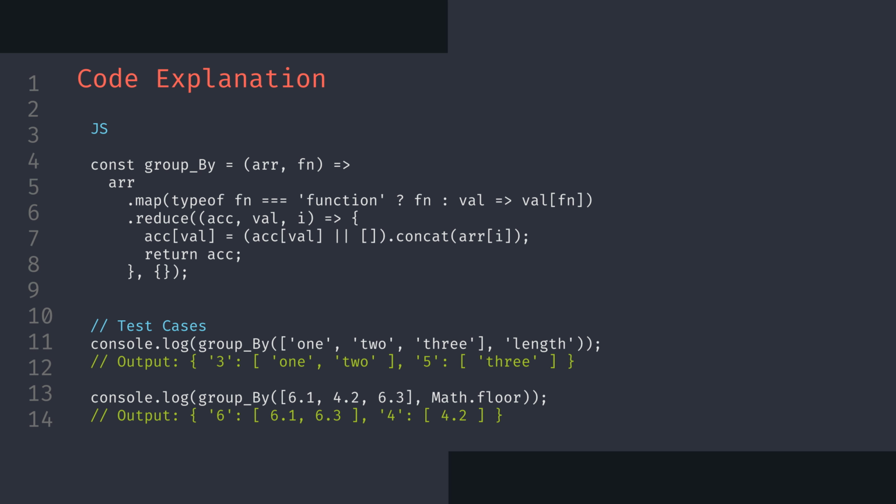This function uses two main operations: map to generate keys based on the provided function or property, and reduce to group the elements into an object. The keys are generated dynamically and values are collected into arrays under their respective keys.